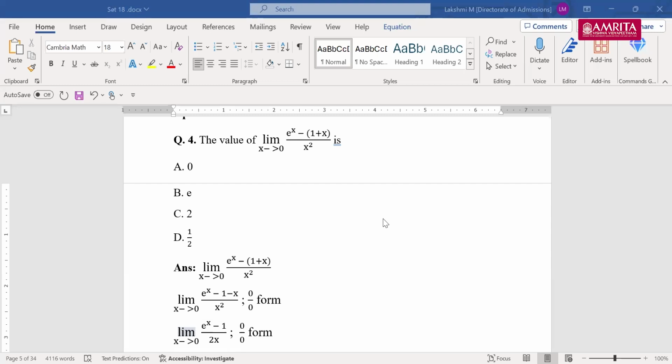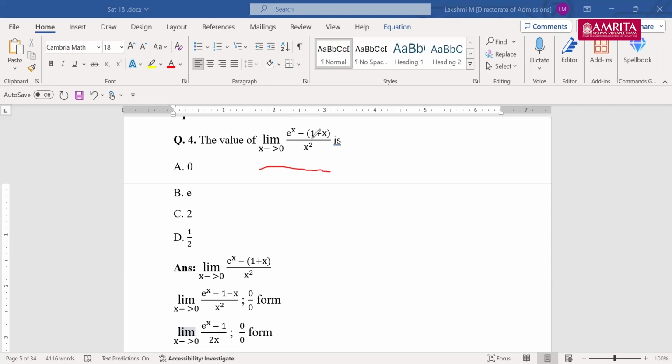Now, this is another question, a very simple question. Limit x tends to 0, (e raised to x minus 1 plus x) by x square. I'll give you the concept here also. It's e raised to 0 minus 1 minus 0 by 0 square. So it's 0 by 0, right?